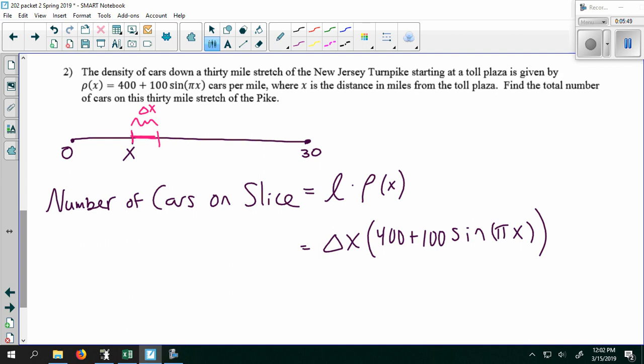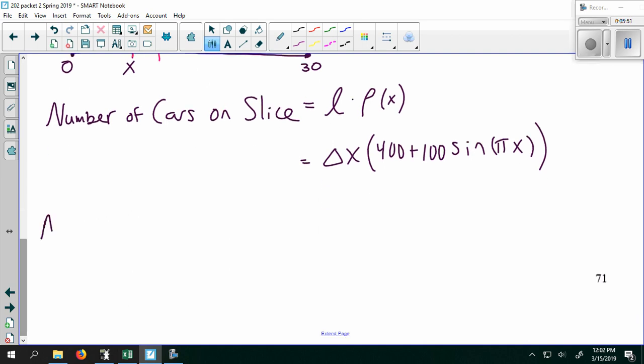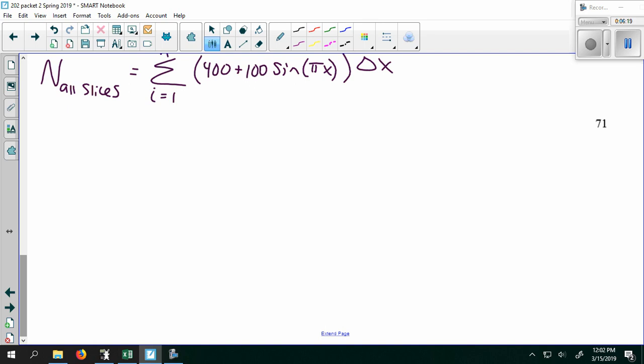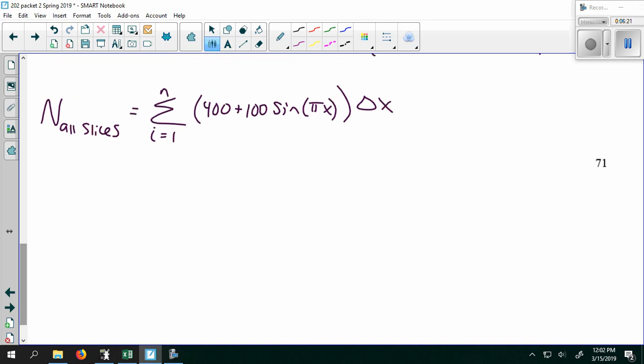So the number of cars on all my slices, I just add up the number of cars on each slice, and I'm going to do n slices. So this is going to be the sum from i equals 1 to n. Each slice has a number of cars on it that's equivalent to (400 plus 100 sine pi x) delta x. And then I take the limit as n goes to infinity.